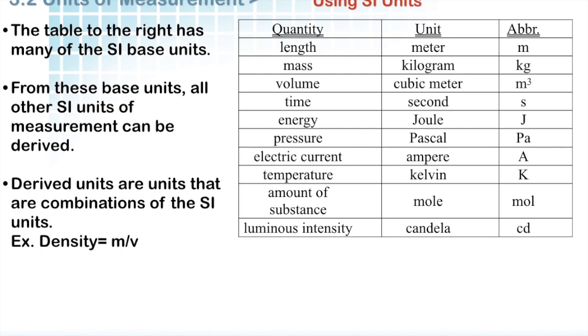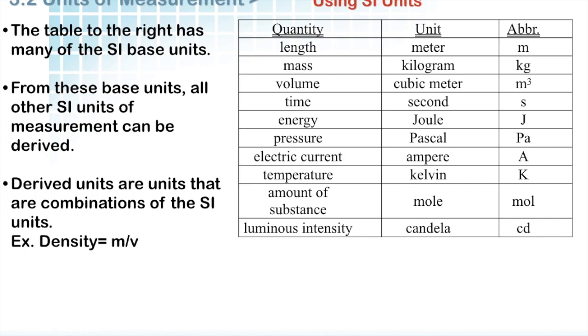Temperature is different. In SI units, it's Kelvin. Most times we're going to be using Celsius, but Kelvin is a special unit that we will use in this unit. The amount of substance in chemistry is something called a mole. The abbreviation is just chopping off the e. I don't make the abbreviations, I just use them. And luminous intensity is how bright something shines, and that's in candela, from candles.